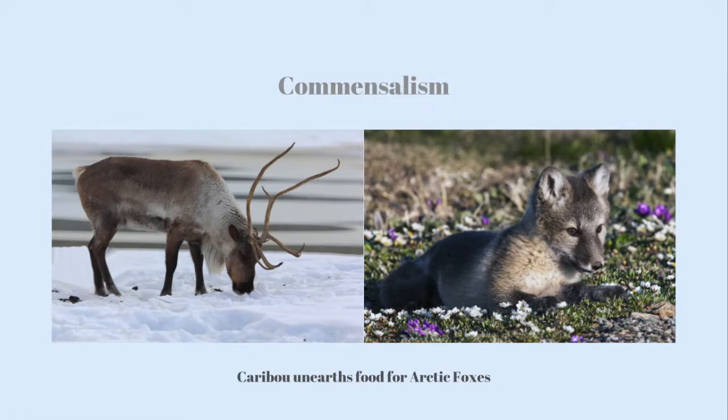In the tundra, an example of commensalism is when the Arctic fox benefits from the caribou. The caribou walk around the tundra, unearthing snow, which allows Arctic foxes to eat the food that the caribou unearths. The caribou is not harmed in the process, but the Arctic fox is helped, demonstrating an example of commensalism.